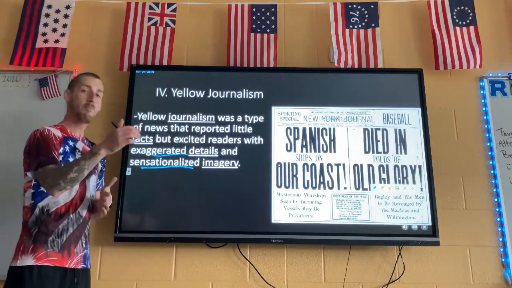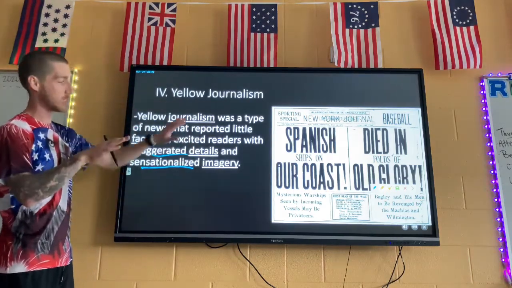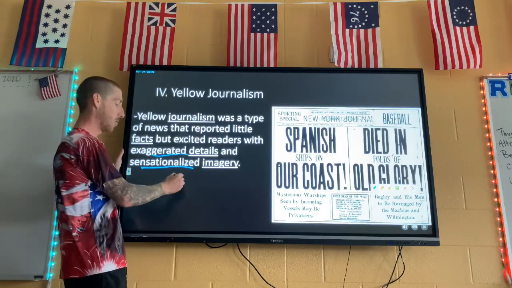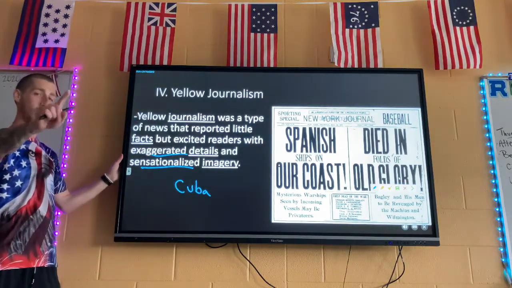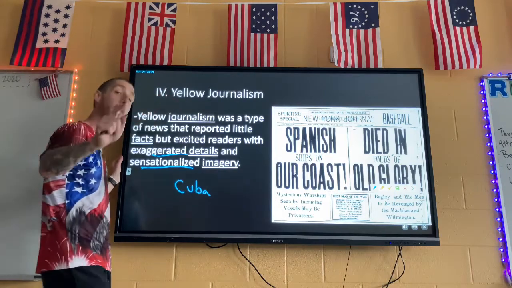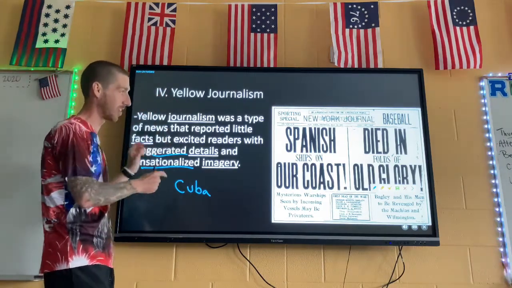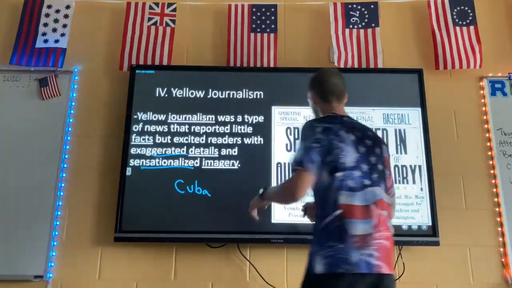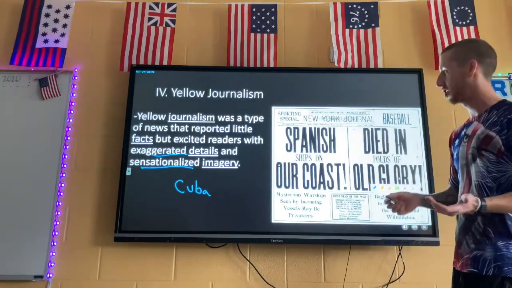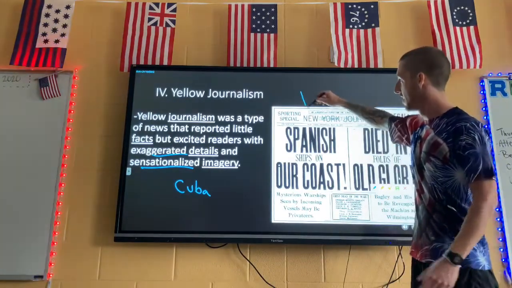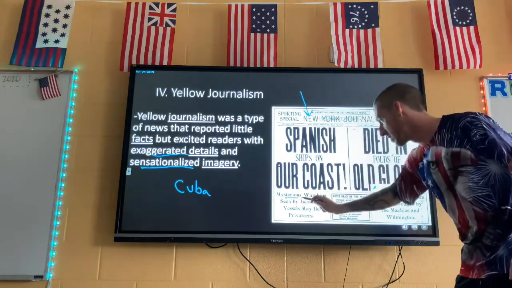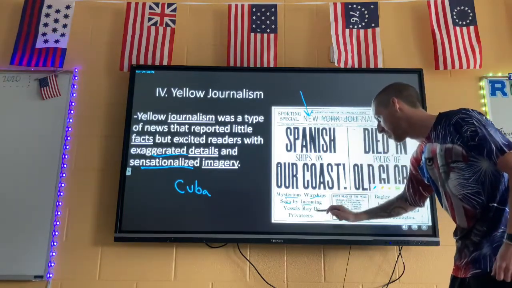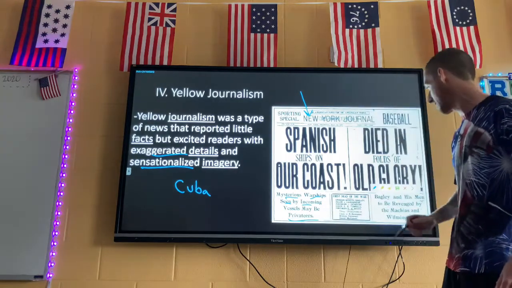Now at the time, and I'll get more into this later, America wanted to take over Cuba because of access to raw materials and new markets. Remember, money was everything to these imperialists. So an example of yellow journalism is this right here. It says, Spanish ships on our coast, mysterious warships seen by incoming vessels may be privateers.